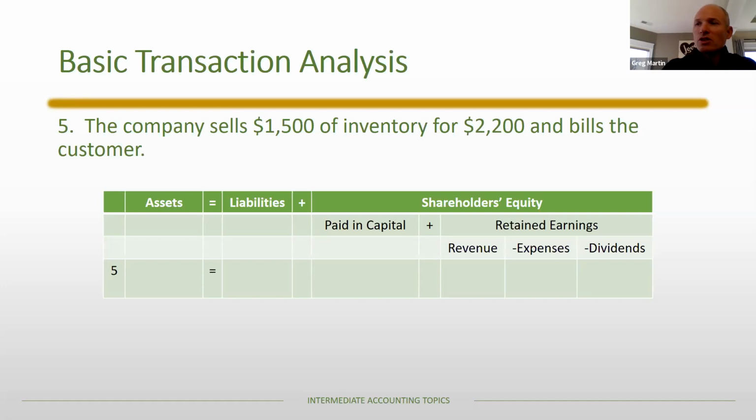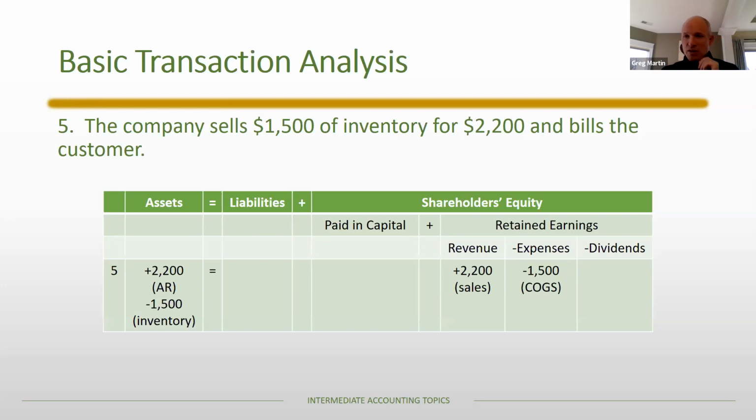Yep, revenue. Now someone said revenue 700. How much revenue did we earn? Just 700? Yeah, 2,200. But we did have what? What did we have with that? Yeah, COGS. Yep, cost of goods sold. There we go. Right? So we increase our receivables 2,200.